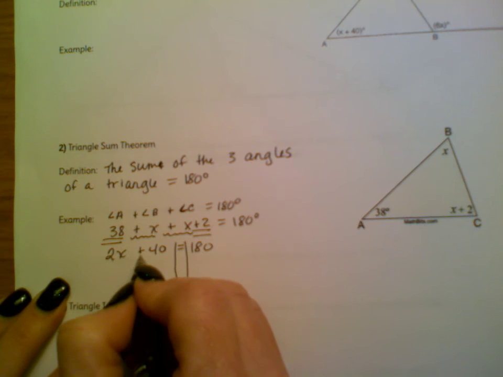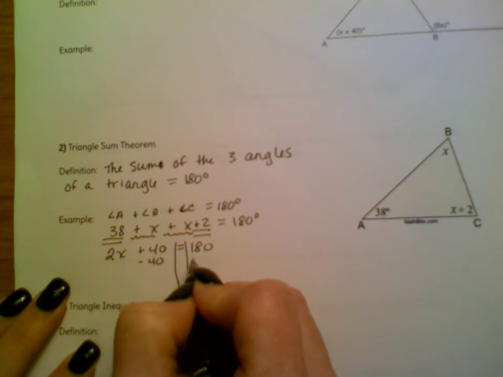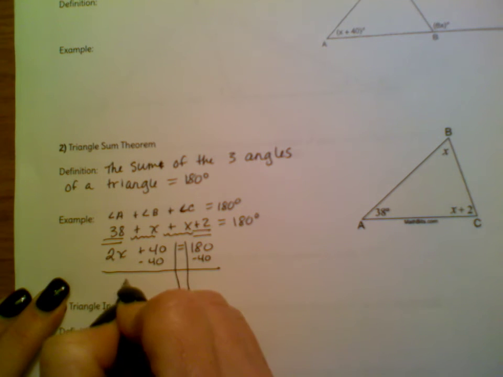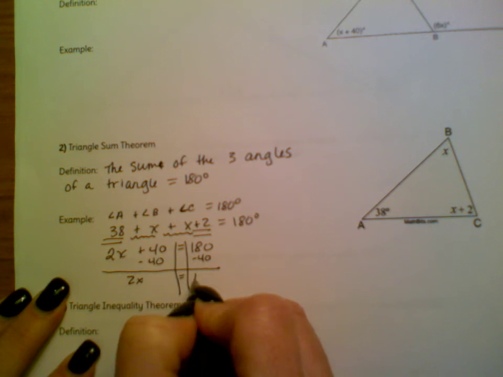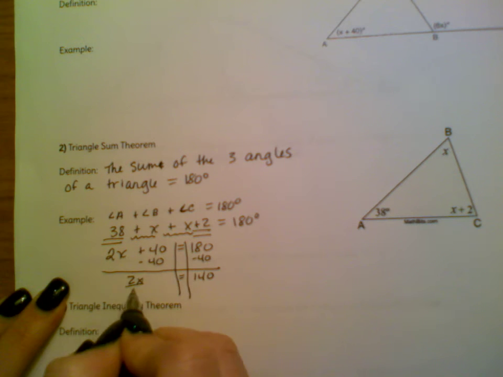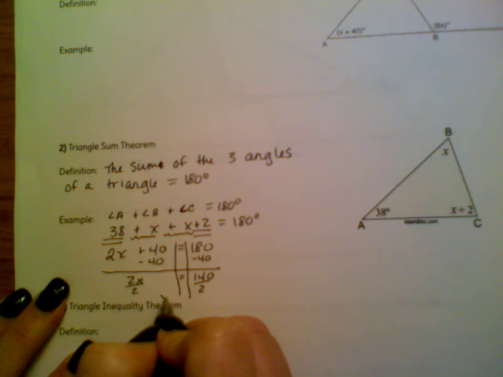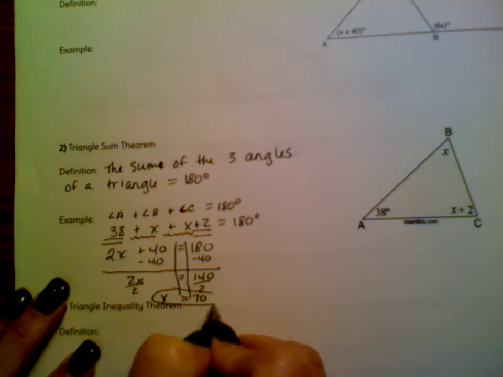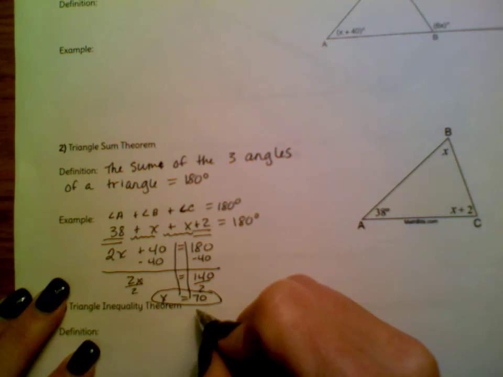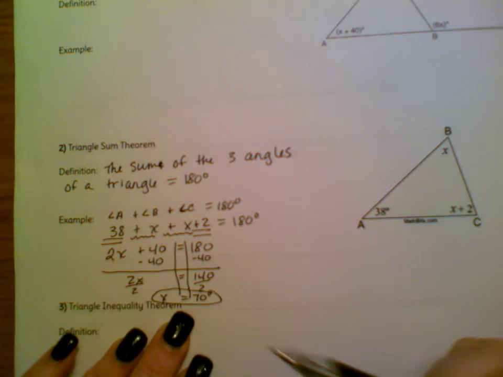I get rid of the 40 first. So I undo addition by subtracting 40 to both sides. So we're left with 2x equaling 140. Finish isolating, divide each side by 2, and I get x equals 70. So if all they're asking me is the degrees for x, that would be my answer.